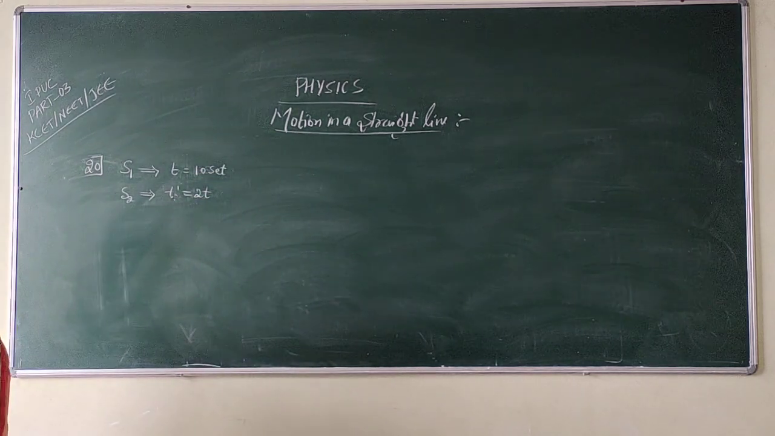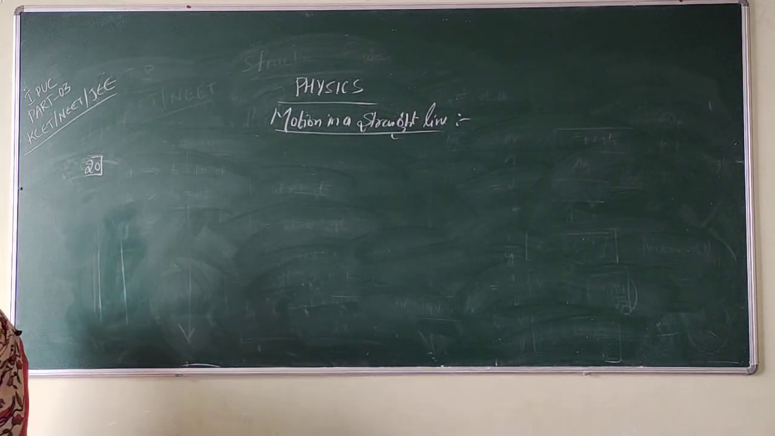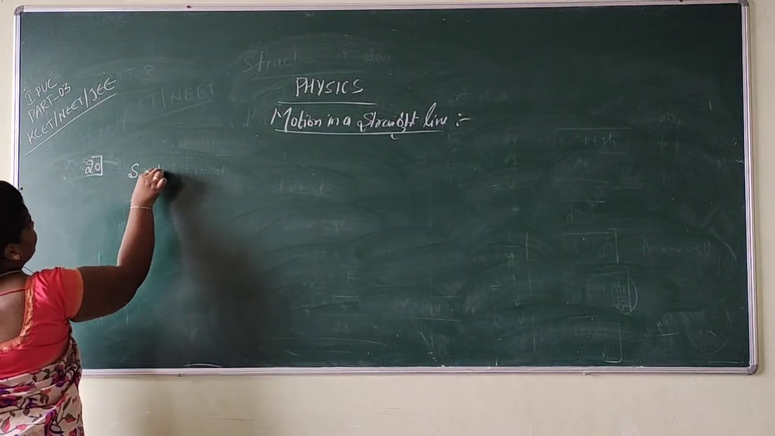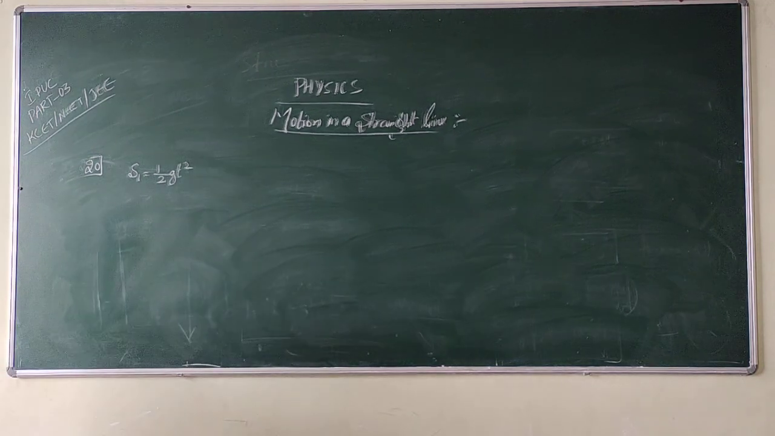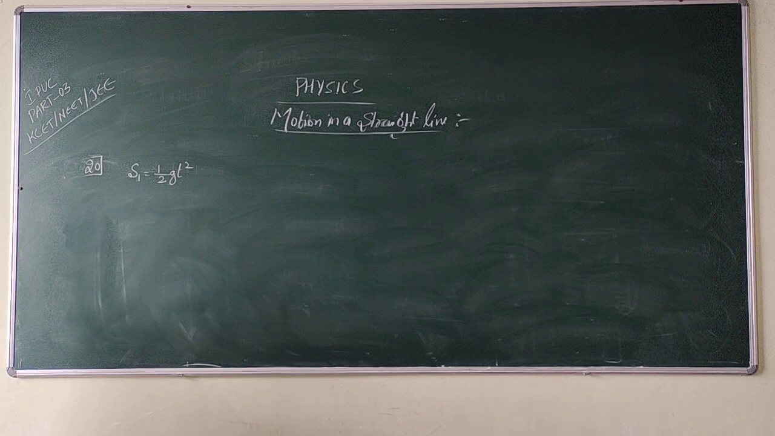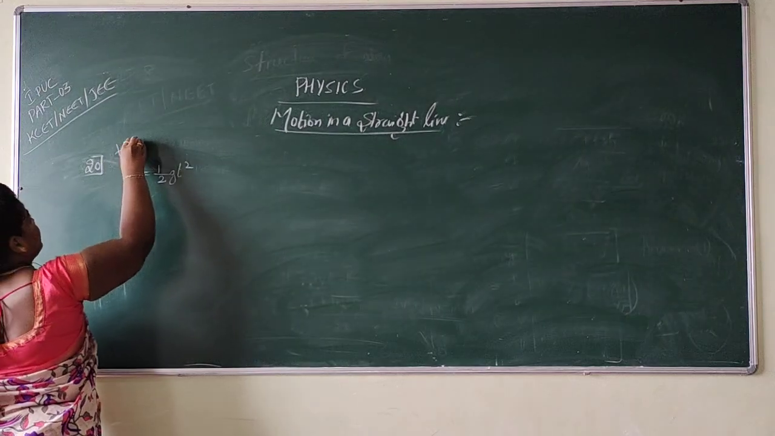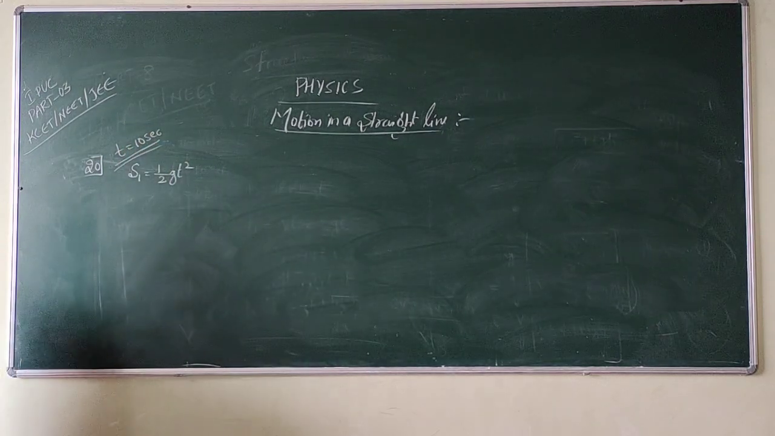So how to solve this? Dear students, there is no need to write this, you can simply solve it. See, let us reason. The distance covered, S1, can be written as half g t square. There is no issue, because in the first time it covered S1 distance. When the time is 10 seconds, it covered S1 distance.